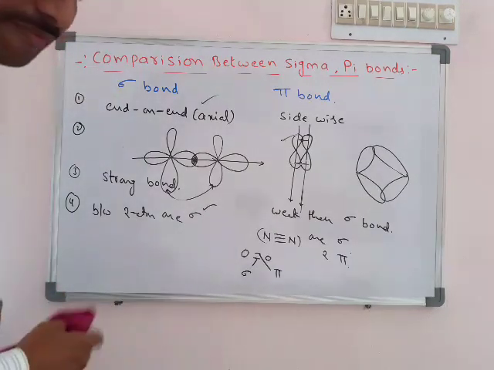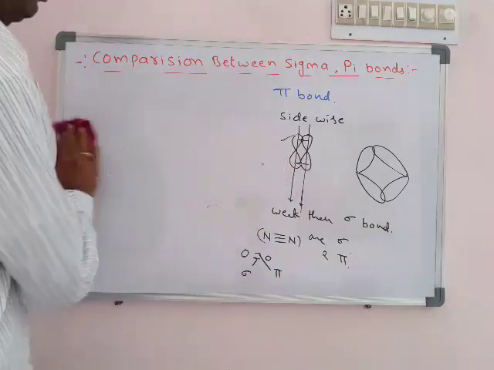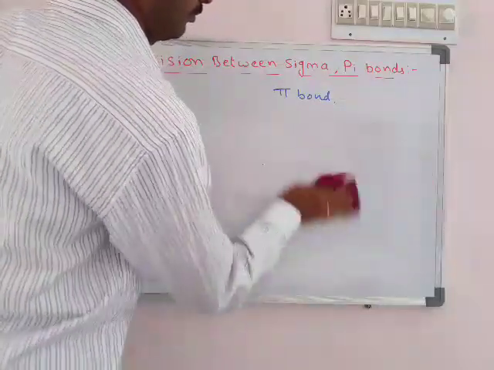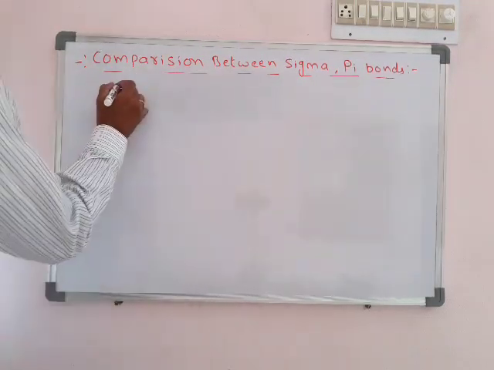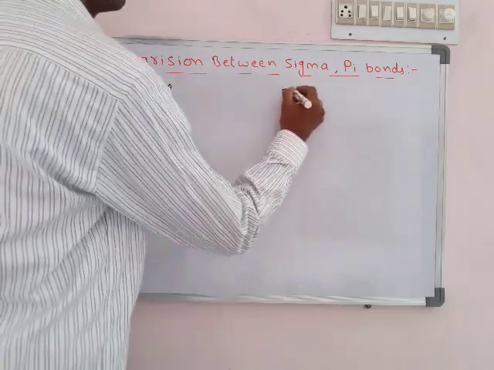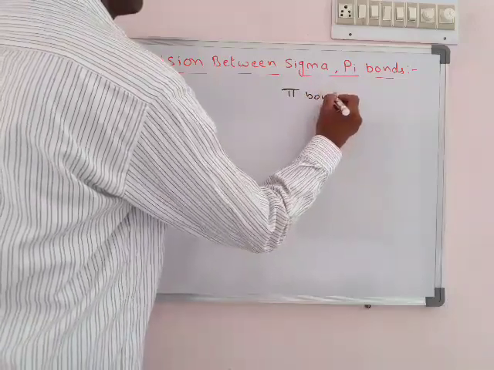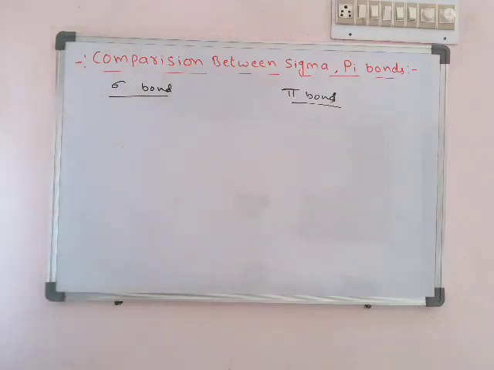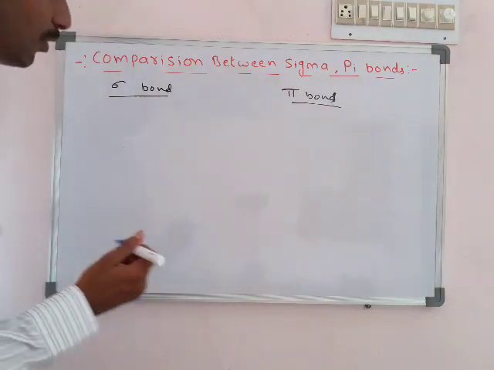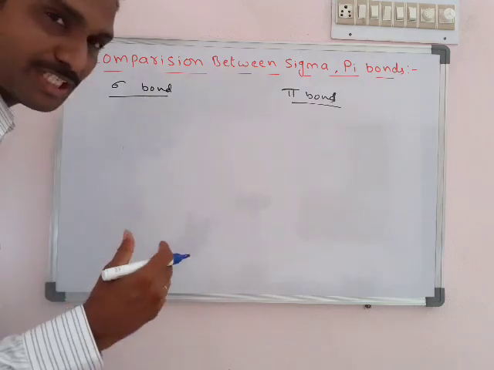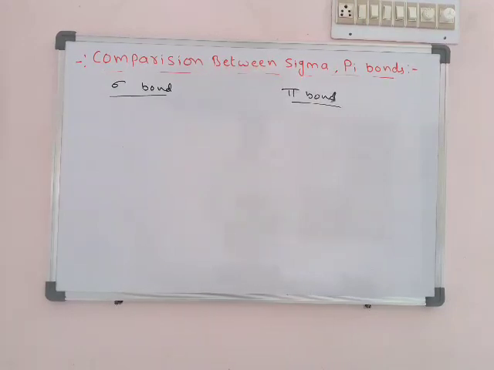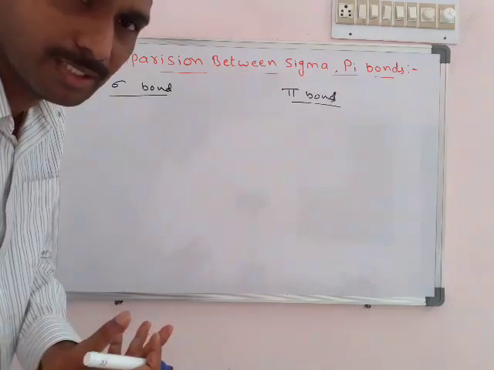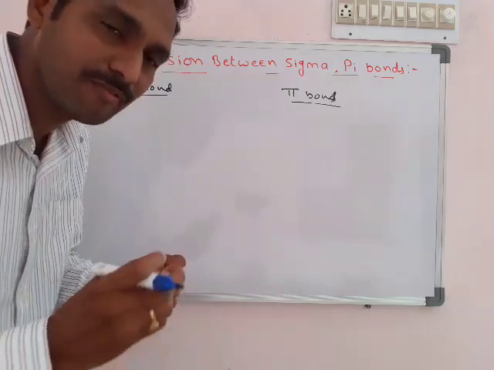Next, we have some more differences. See, some more differences between sigma and pi bonds. There is a possibility of rotation. Rotation of atoms is possible with the help of a sigma bond.